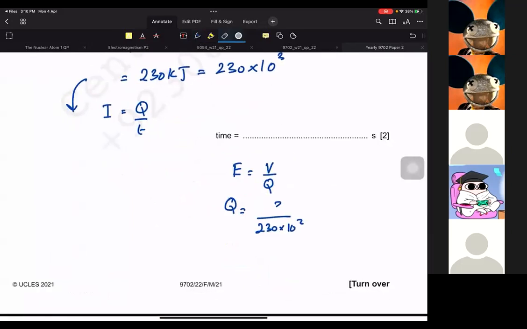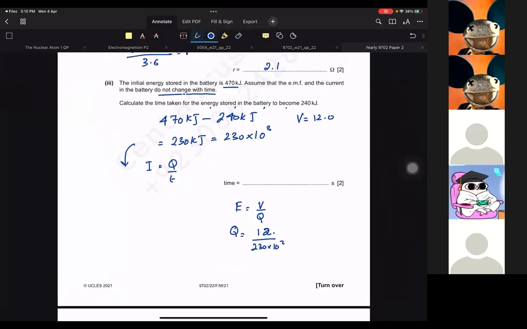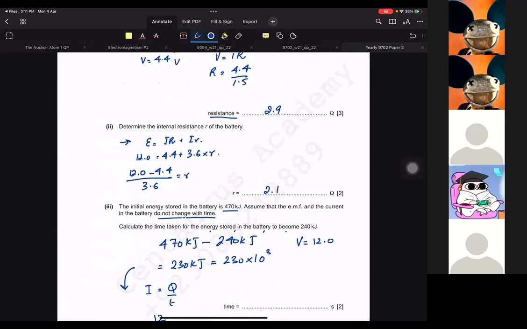Sir, can't we use VIT? Yes, sir, E equals VIT. Yes, we can use that also. You're right. Let me check if I could get the same answer from this and that. What do you say? Okay, sir, sure, this is only for my own learning. So I'm going to put it here, and the current was 3.6. Let me check. Yes, it's 3.6.